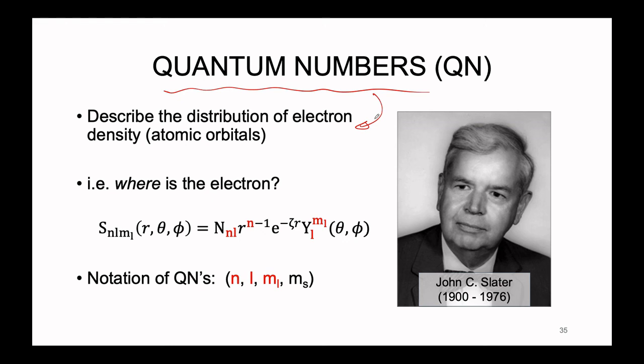Quantum numbers describe the distribution of electron density, aka atomic orbitals, aka where is your electron in the atom. We need more numbers than just n. According to Bohr's model, n was all we needed. However, as our mathematic description of the electron has changed, we've actually found that we need more quantum numbers than that. We need something that we now call L. We need something that is called m sub L.